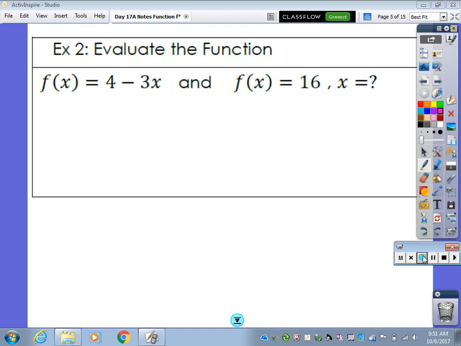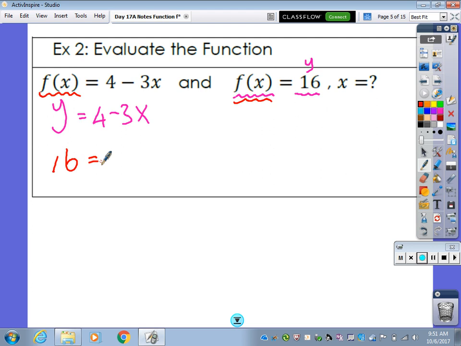Here's our second example. In this example, instead of having a given x value and evaluating, this time we don't know the x value. Instead, we have the y value given. I can rewrite my function as y is equal to 4 minus 3x style. And in this case, f of x is equal to 16. So instead of writing f of x, I can just write 16, and that must be equal to 4 minus 3x. We are going to find the x value that makes this function true.